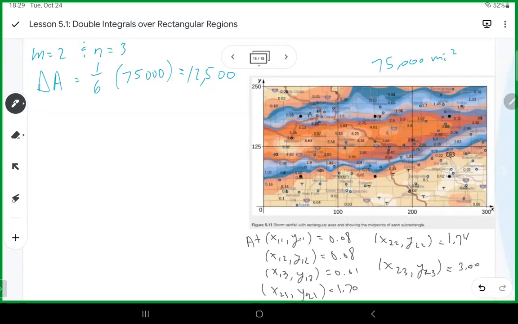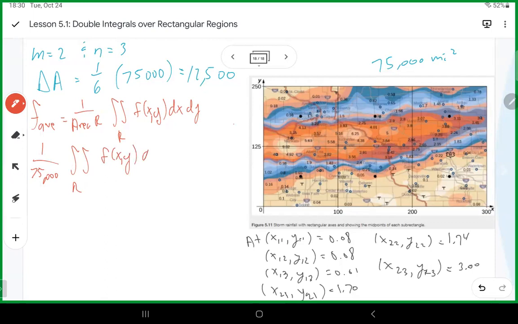According to our definition, the average storm rainfall in the entire area during those 2 days, so we want to look for the function average. It's not our favorite thing to do. It's 1 over the area of R times the double integral over the region of f(x,y) dx dy. You're going to have 1 over the 75,000 times the integral of f(x,y) dx dy.